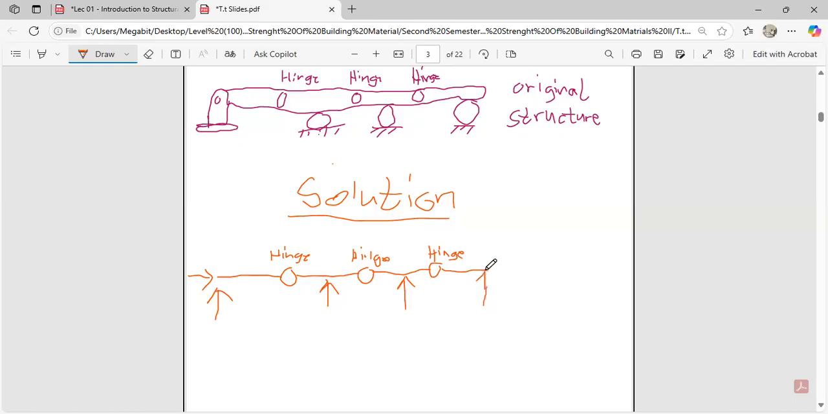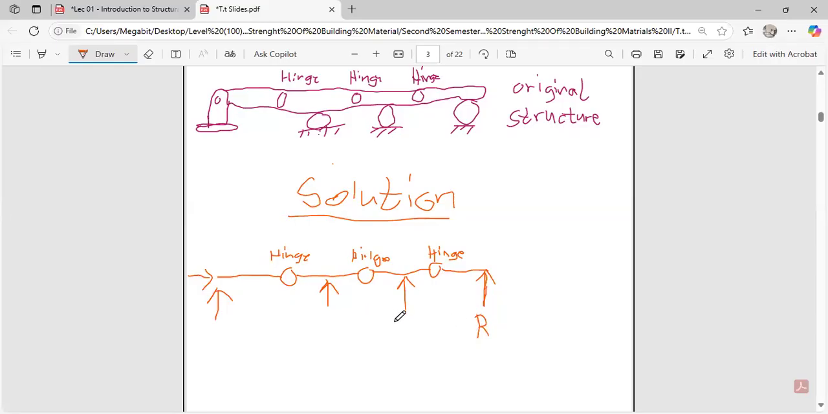Let's forget about the wraps. Which direction is this one moving in? They are all reactions. So let's label their part. They are all reactions.